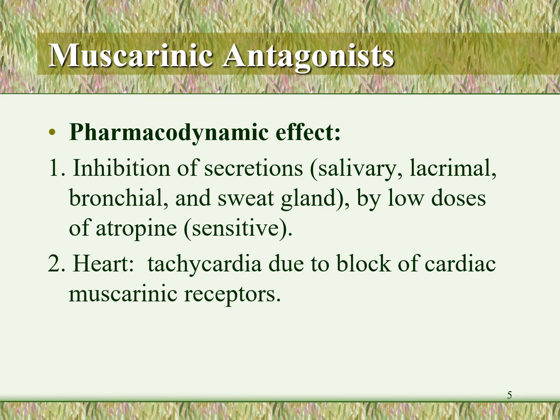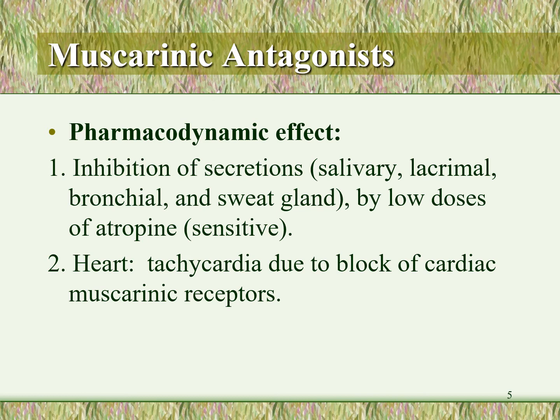Their pharmacodynamic effects on the heart: they produce tachycardia. This is due to the blockage of the M2 receptor on the heart, especially on the atrium, as we saw in the previous lecture. For this reason, atropine can be used for treatment of bradycardia, for example after myocardial infarction. Bradycardia that occurs after myocardial infarction is treated with intravenous atropine, in order to block the vagal stimulation of the heart.